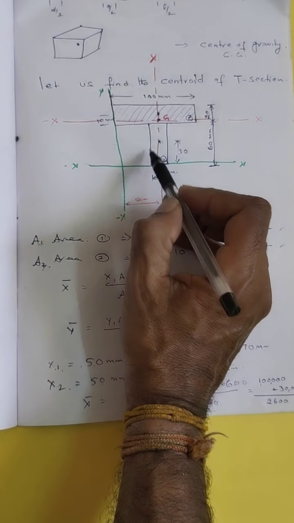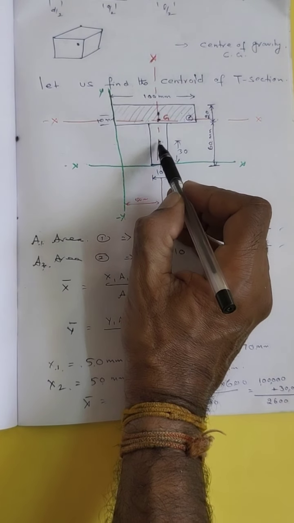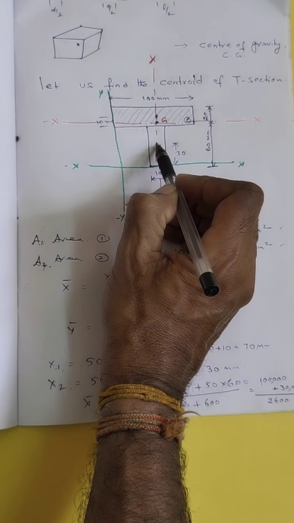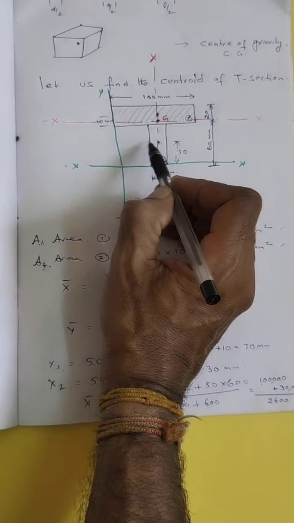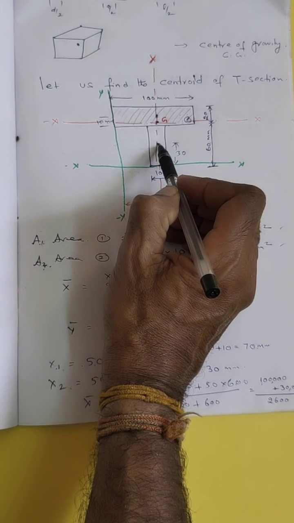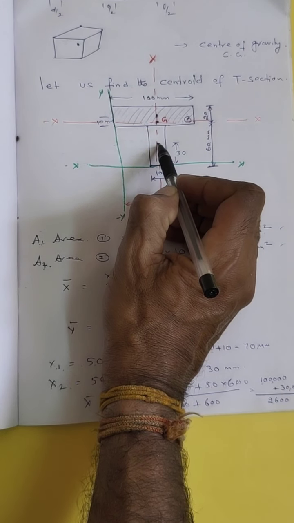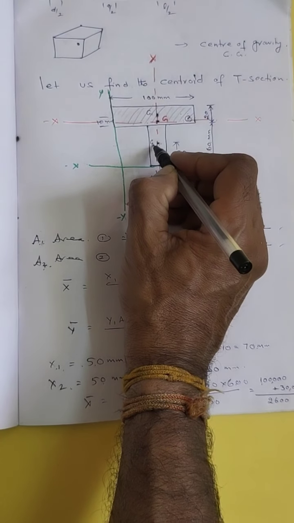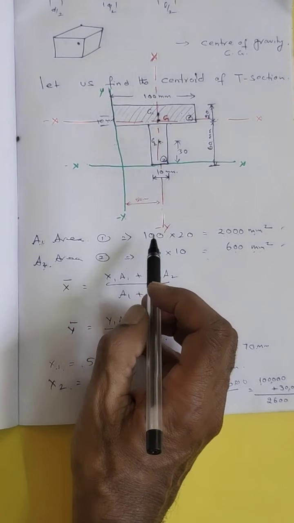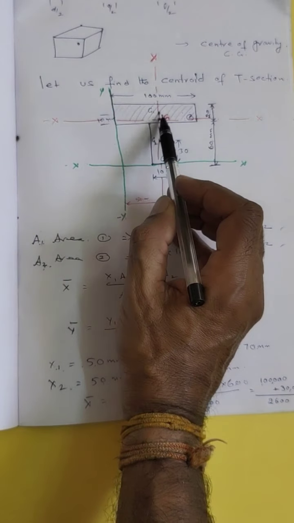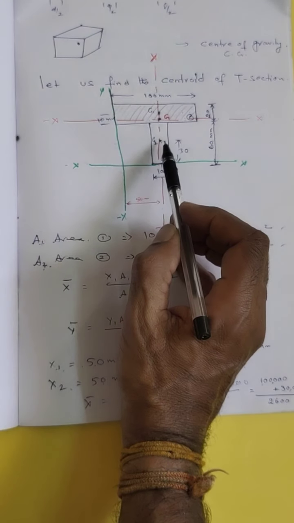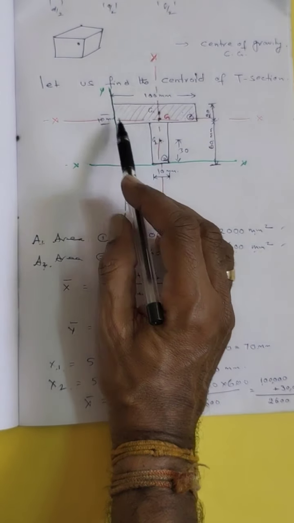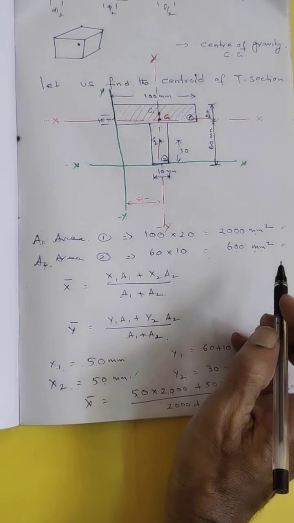Similarly, for the second section, the centroid is over here. The distance from the reference axis, this distance, is x2. So you can mark it as g1 and g2: the distance of g1 from the reference axis, that is x1, and g2 from the reference axis, that is x2.